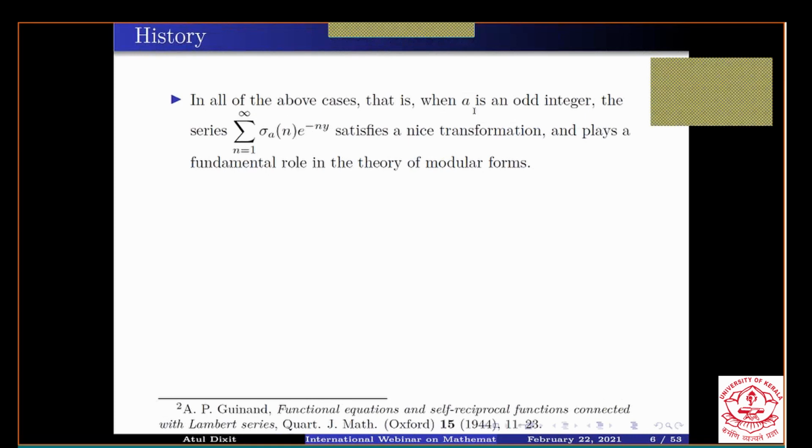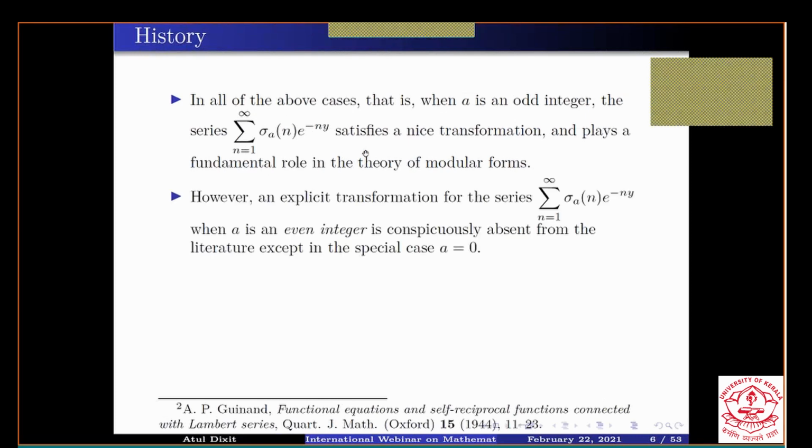So first of all, we have seen that when A is an odd integer, whether it is a positive odd integer or a negative odd integer, this particular series satisfies a nice transformation and hence plays a role in the theory of modular forms. Basically, when A is a positive odd integer, it corresponds to Eisenstein series, and when it is a negative odd integer, it corresponds to the corresponding Eichler integral of Eisenstein series. But in the literature, there is nothing for A being an even integer except when A is equal to 0. So that is one of the goals of our work, in order to obtain explicit transformations for something like sigmas of 2 of n or sigmas of 2m of n in general, or sigmas of minus 4 of n.